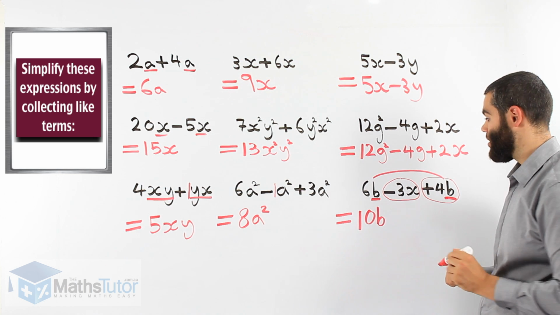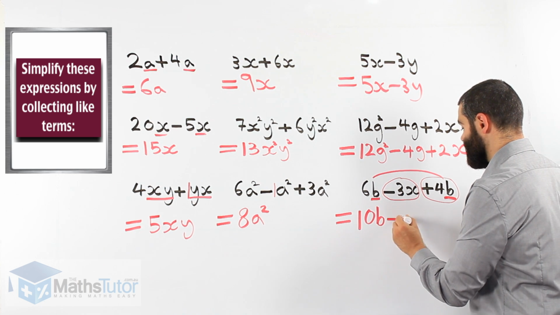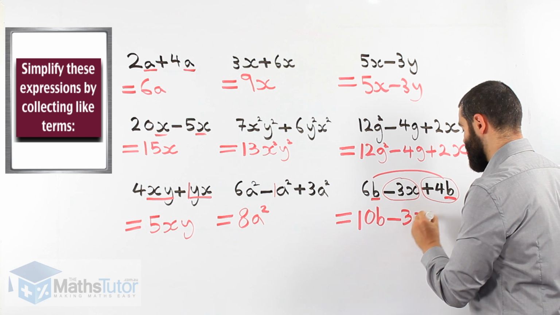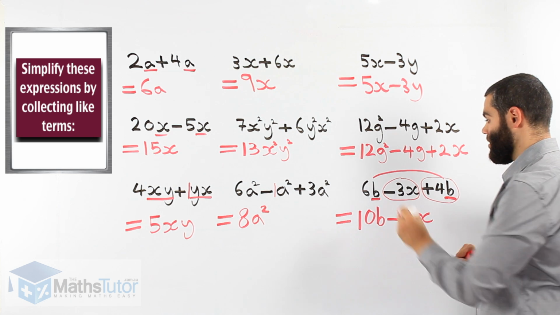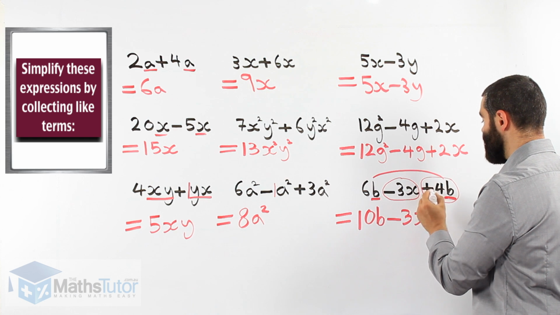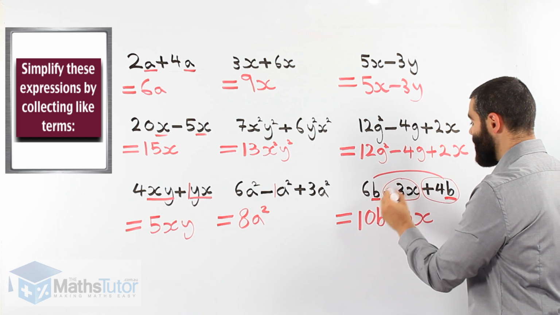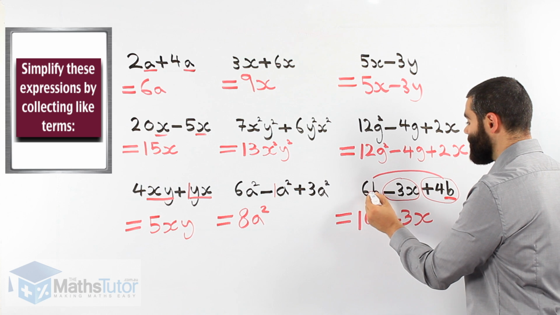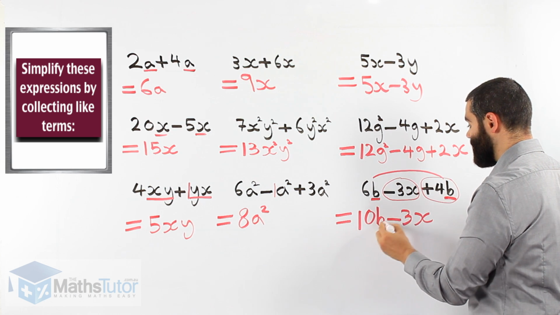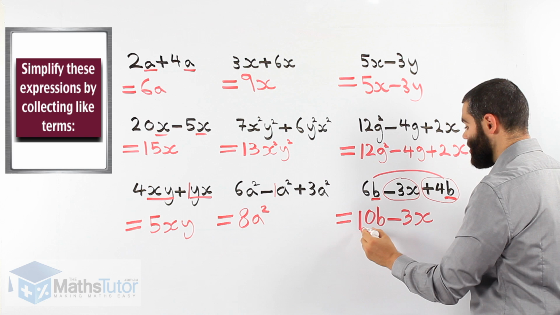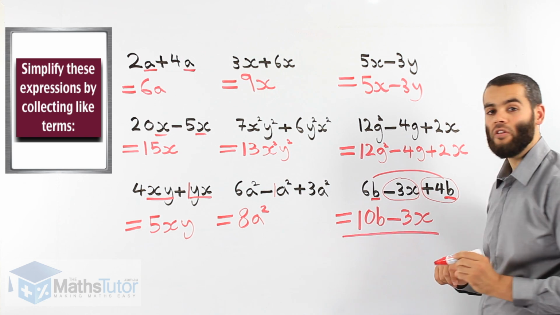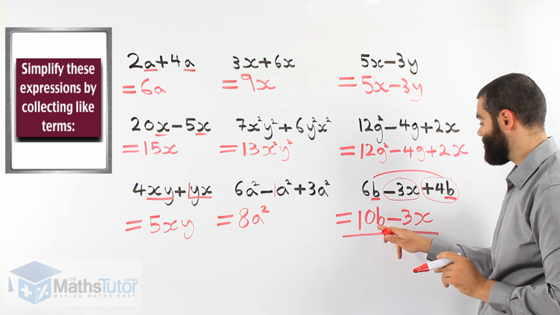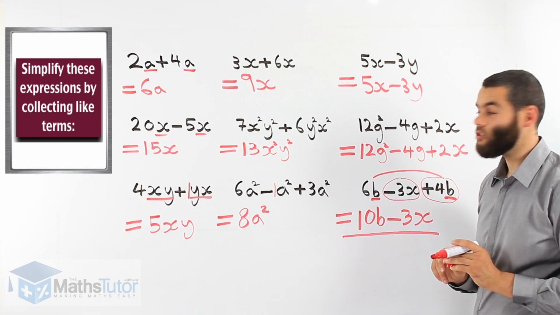10b, and minus 3x. 6b plus 4b, the plus belongs to the 4b, that minus belongs to the 3x. So 6b plus 4b is 10b, take away 3x. We can't solve it any further. We can't simplify it any further because these are not like terms.